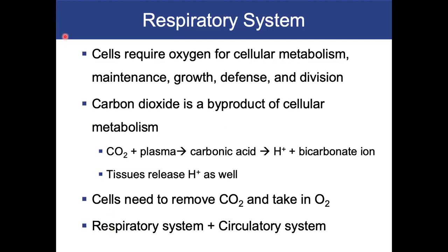Cells require oxygen for cellular metabolism, maintenance, growth, defense, and division, right? Carbon dioxide is a byproduct of cellular metabolism, and so your cells need to remove that CO2 and take in oxygen. Remember that we talked about this when we covered blood. Anytime you have CO2 in plasma, you're going to make carbonic acid. And so when those tissues produce CO2, they make carbonic acid, and that carbonic acid is going to dissociate into protons and bicarbonate ion. Protons are going to acidify that area.